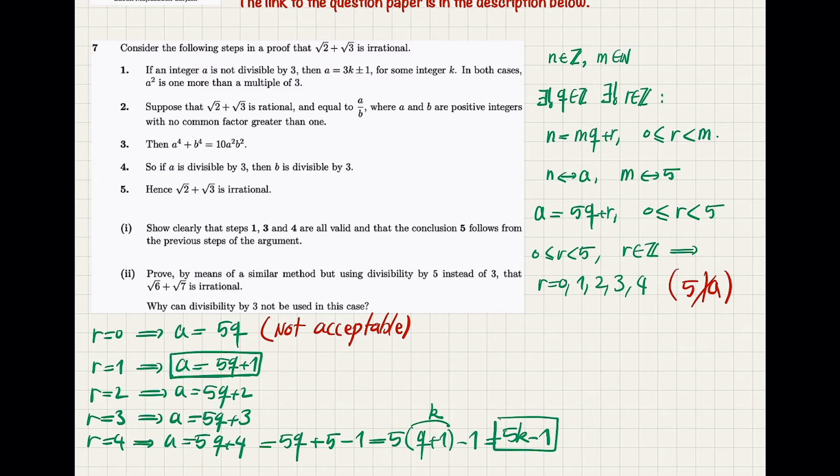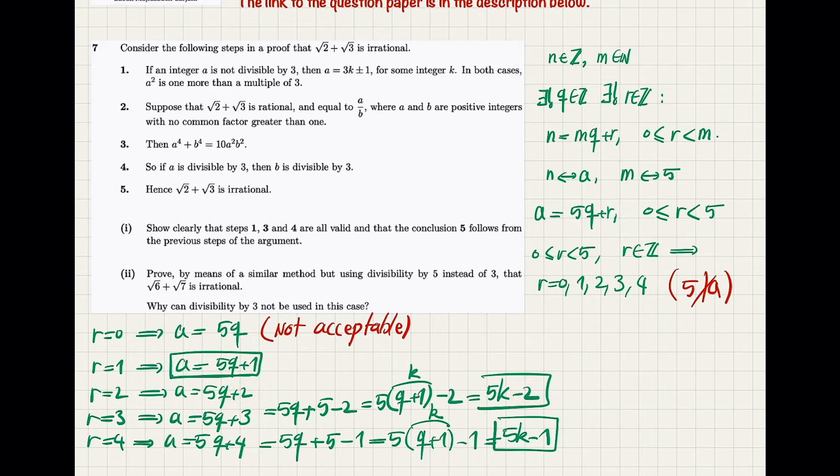The same thing happens more or less similarly here. I can write 5q plus, instead of 3 I can write 5 minus 2. Then I can factor 5 out from the first 2 terms, then I will have this minus 2. And if I call this k, then it becomes 5k minus 2. So what does it mean? It means that if a is not divisible by 5, then a is a multiple of 5 plus 1 or minus 1, or a multiple of 5 plus 2 or minus 2.